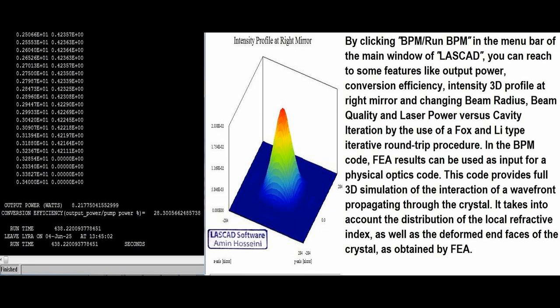In the BPM code, FEA results can be used as input for a physical optics code. This code provides full 3D simulation of the interaction of a wavefront propagating through the crystal. It takes into account the distribution of the local refractive index, as well as the deformed end faces of the crystal, as obtained by FEA.